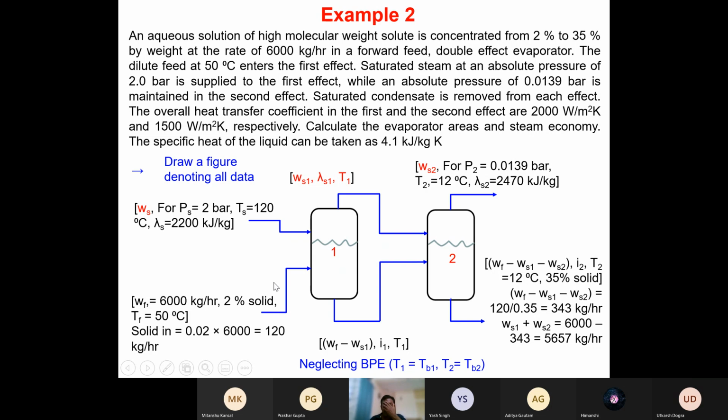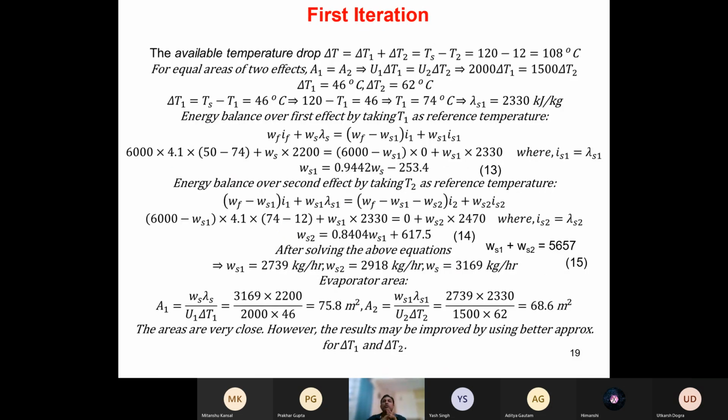And the temperature difference we know. Here TS is 120 degrees Celsius, and T2 is 12. So the total temperature difference between these two points is 120 minus 12, which is 108, isn't it? So 108 is the total temperature difference. That much we know. Now let's do the calculations.